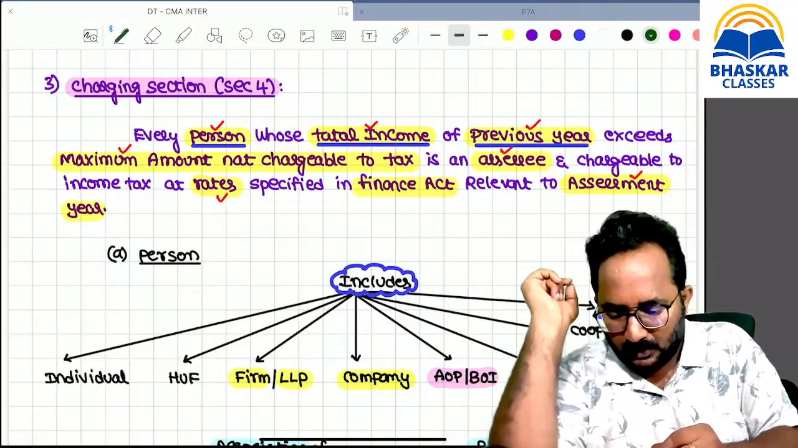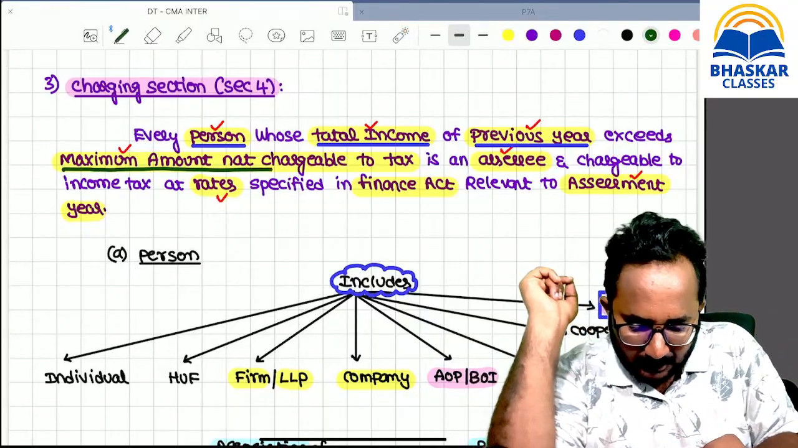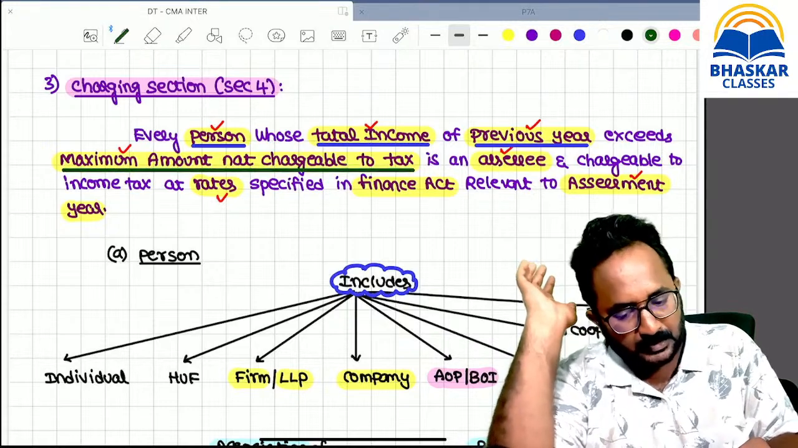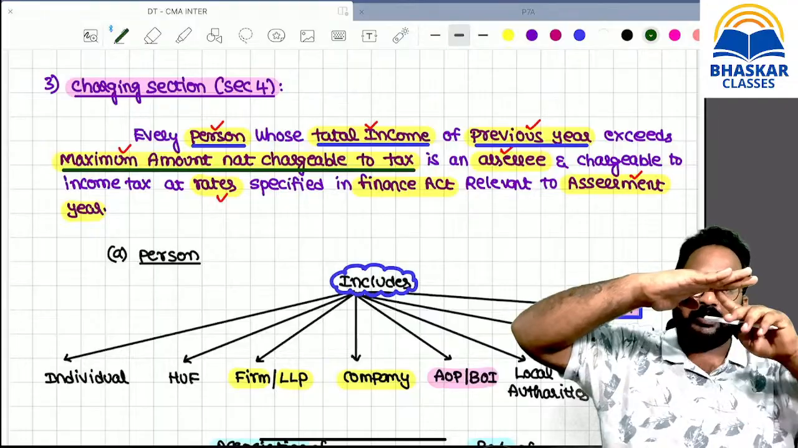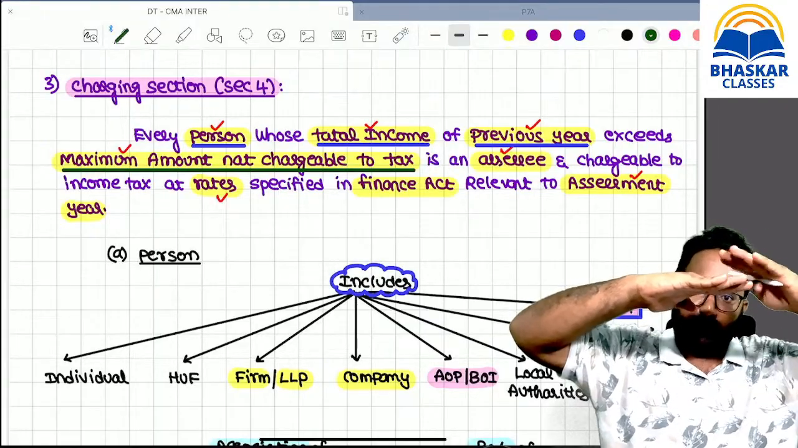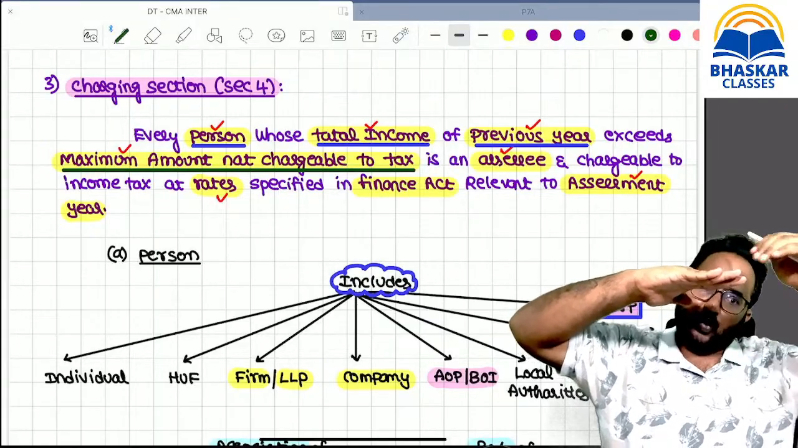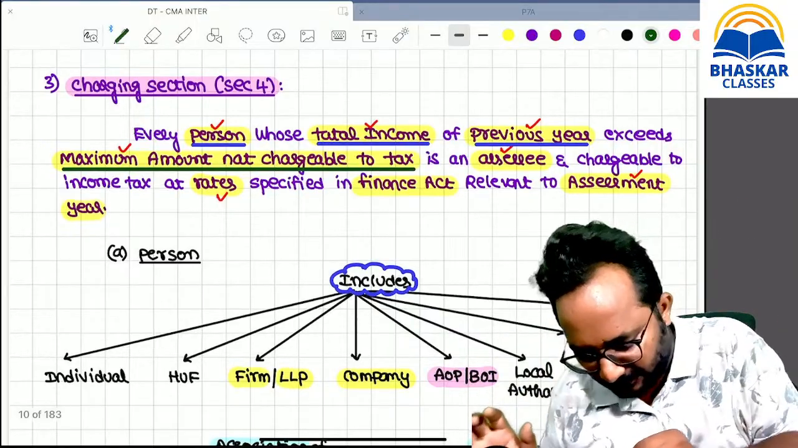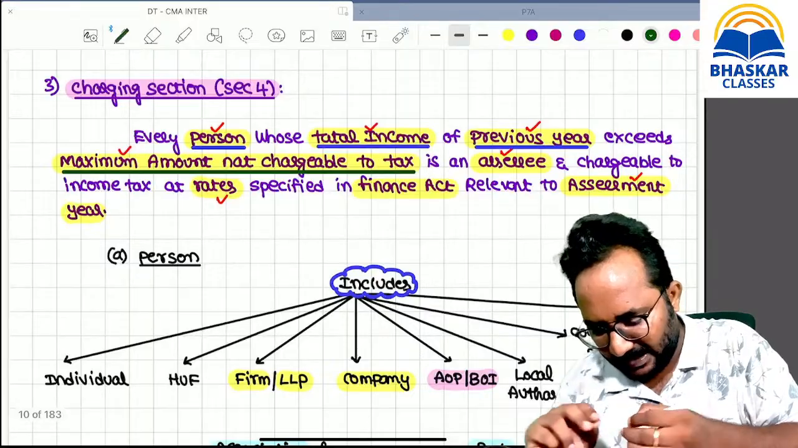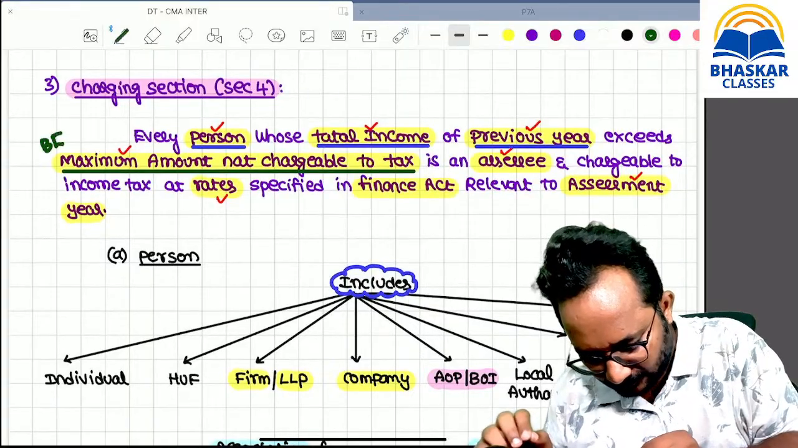So what is the terminology? Maximum amount not chargeable to tax. That means they are setting one limit: below this, no need to pay the tax. This is the maximum amount not chargeable to tax. Over and above that, if you have income, you are required to pay the tax. Simply, we can say it as the basic exemption limit.